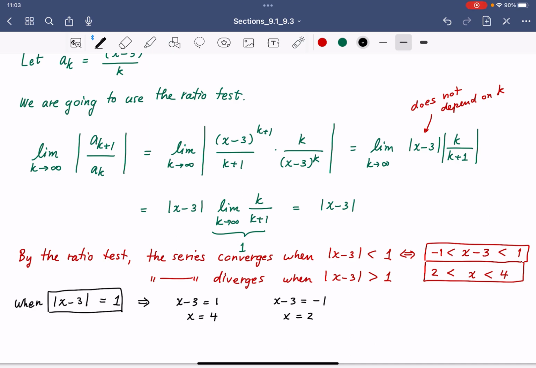So at these 2 points, you need to check the convergence with the techniques you learned from chapter 1. You can pick any technique you want. Once you plug in 2 and 4, you're going to see whether the series is convergent or divergent. At the end, you're going to know all the x values that make the series convergent.